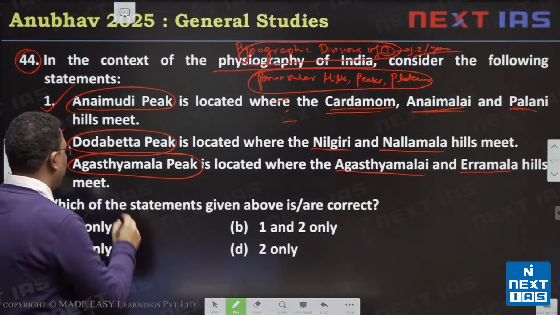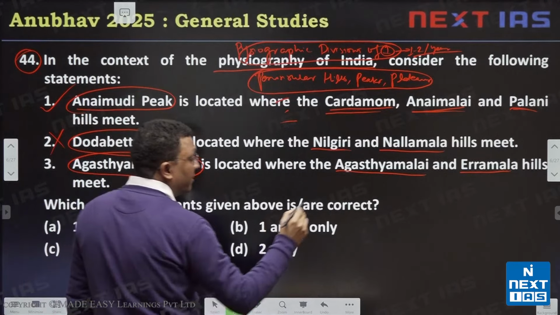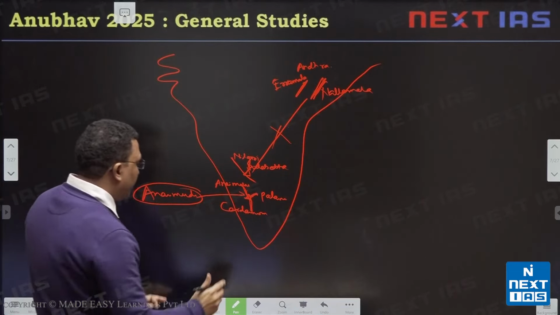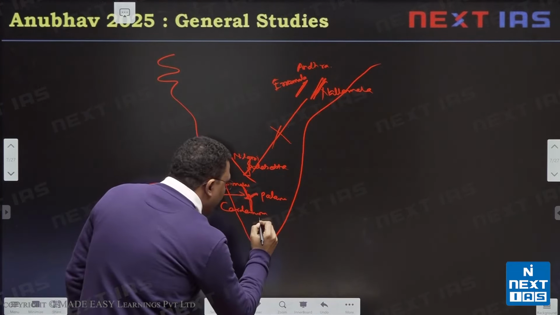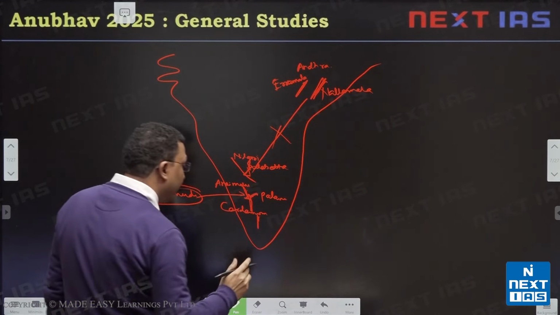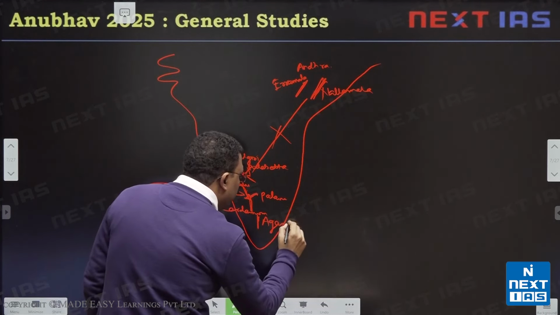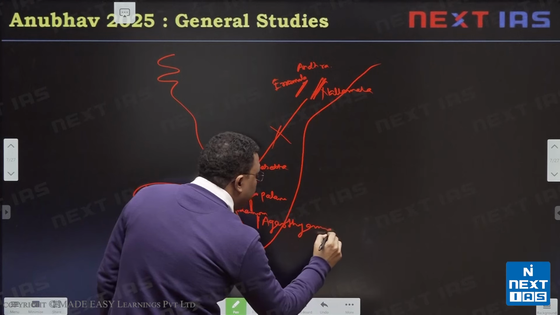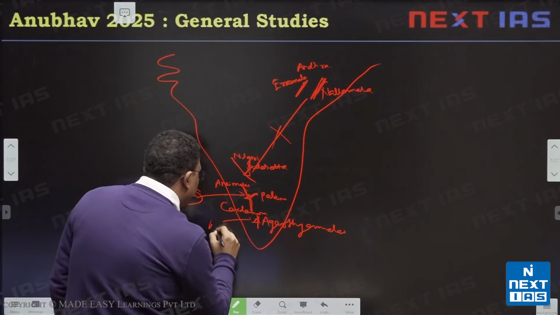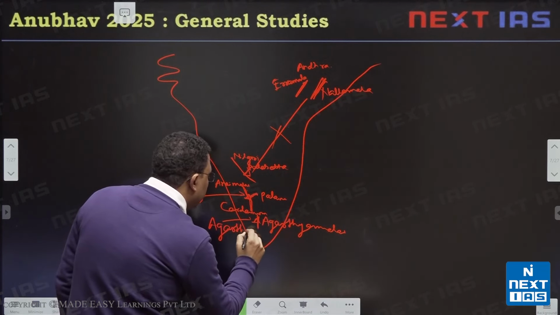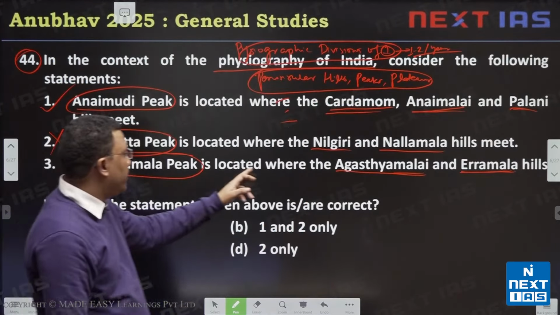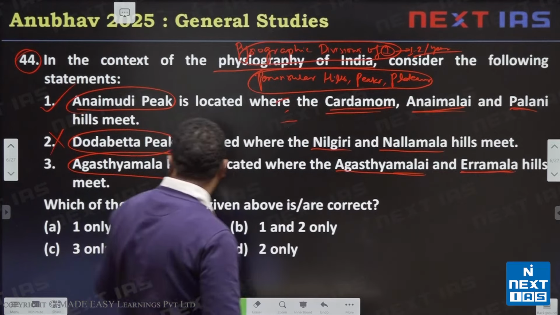Now let's see the third statement. Agastya Mala peak is located where Agastya Malai and Eramala hills meet, right? So Agastya Malai is a hill located somewhere here on the Kerala and Tamil Nadu border area. This is Agastya Malai hill, right? And there is a peak, Agastya Mala, located on this hill. The statement says Agastya Mala peak is located where Agastya Malai and Eramala hills meet.